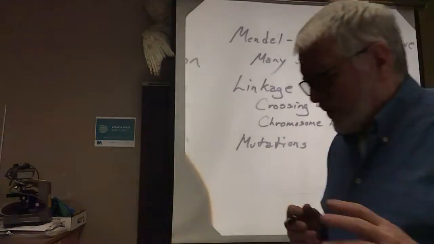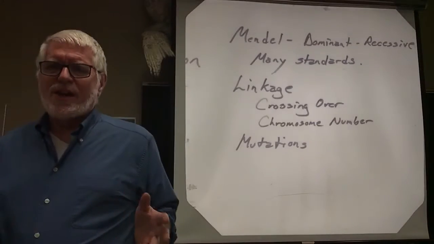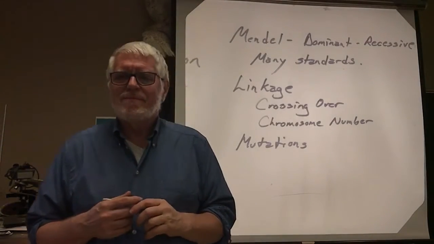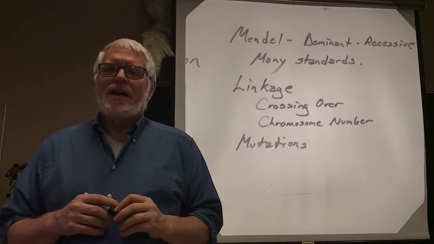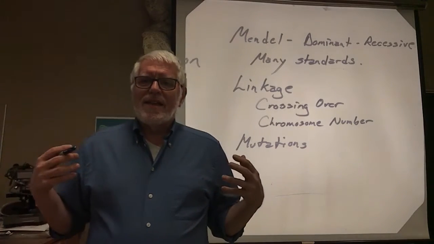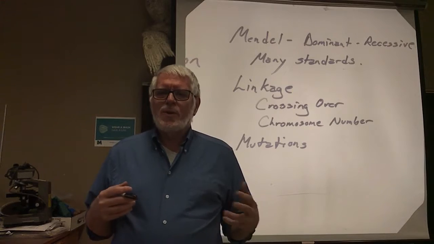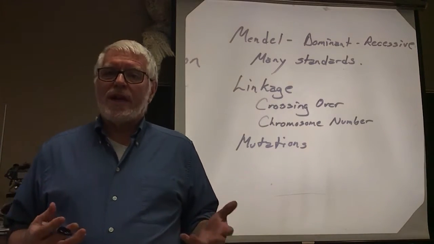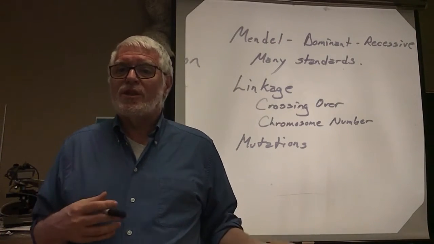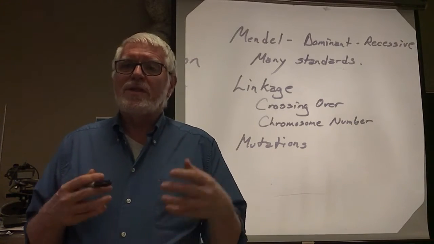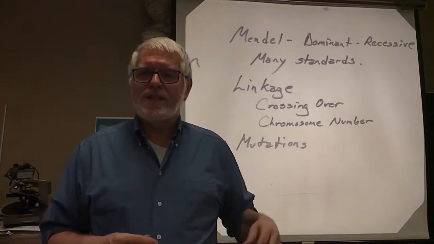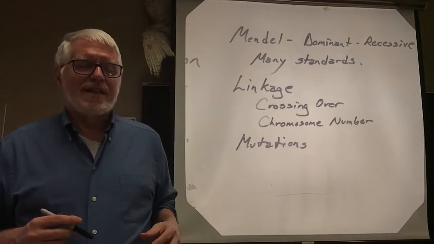What they also discovered, once they knew that this could happen, science people, right? Let's see if we can make this happen. And they discovered that exposing fruit flies to certain types of radiation would increase the number of mutations you would get. There were certain chemicals that you could expose the fruit flies to, and it would increase the amount of mutations that you get.